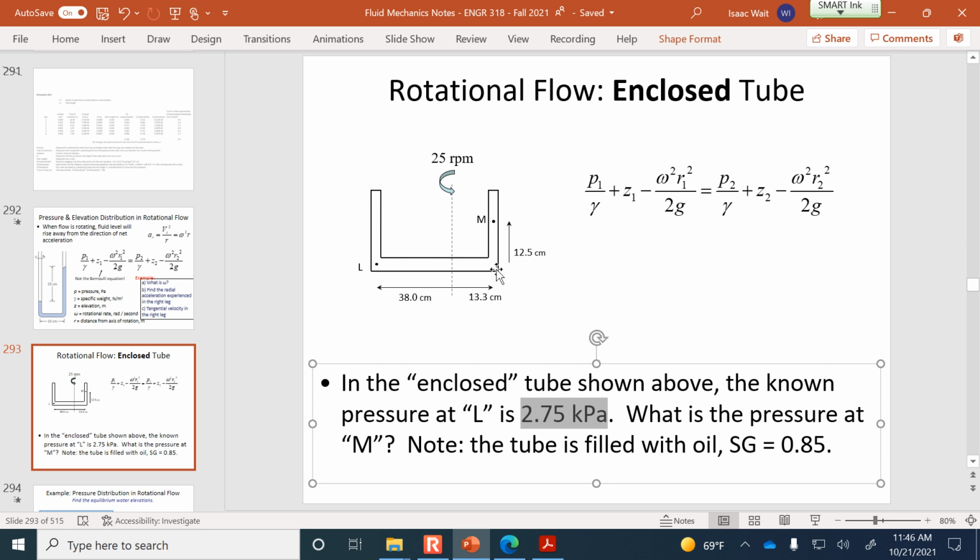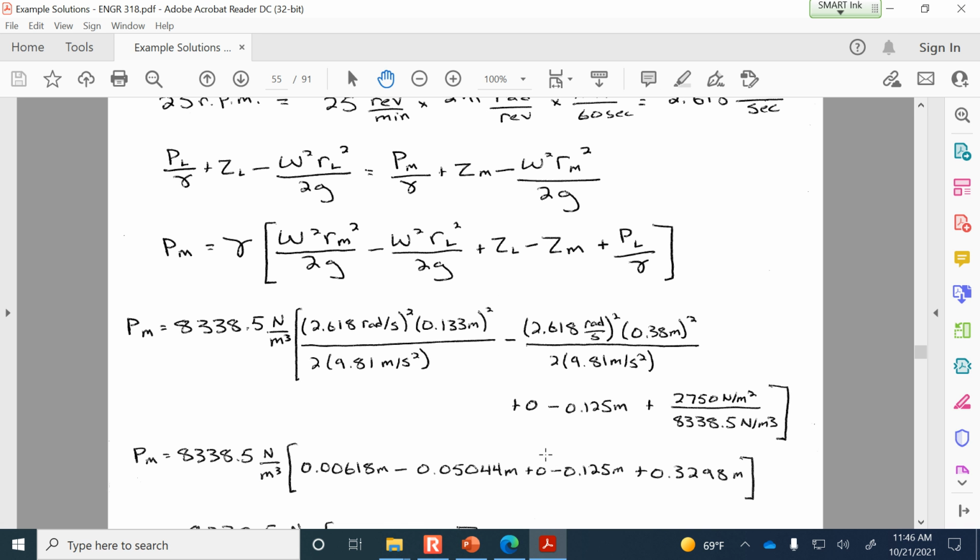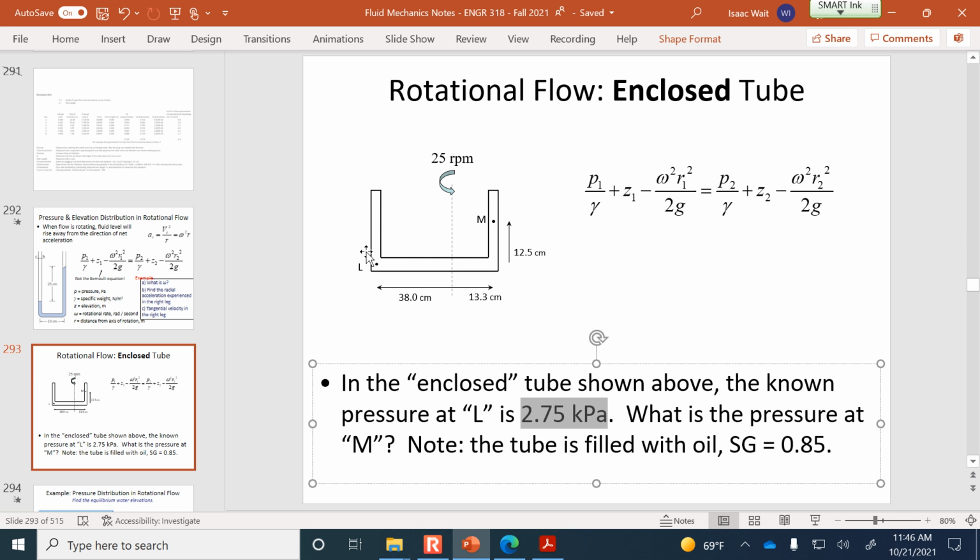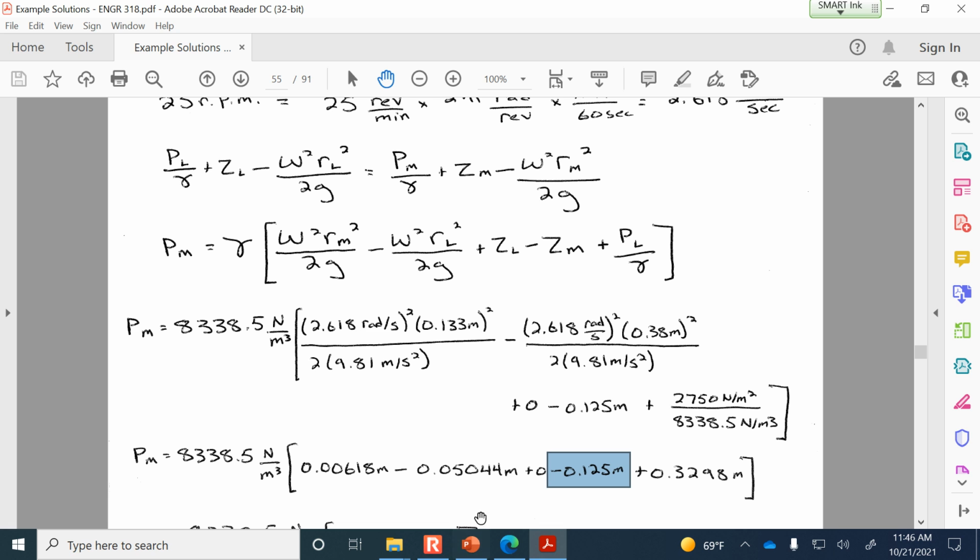So for instance, the fact that it's higher in elevation, the 0.125 meters, that's reducing the pressure. So here the elevation difference is accounted for. And then the fact that, let's see, which one is further away from this axis of rotation? L is further away than M from the axis of rotation. So that means that the pressure at M won't be as high as it will at L, simply because it's closer to the axis of rotation. So then the net effect of that is this minus 0.05 is greater than the 0.006.